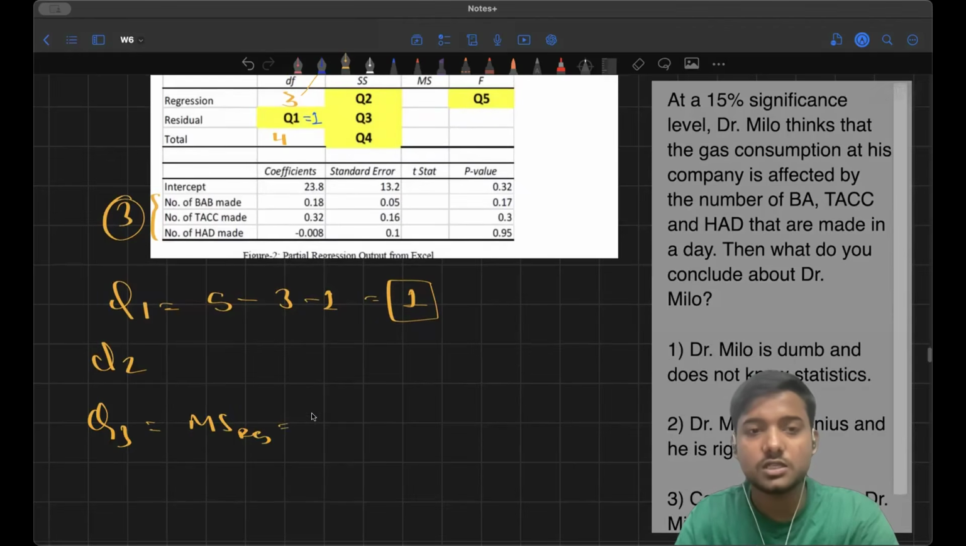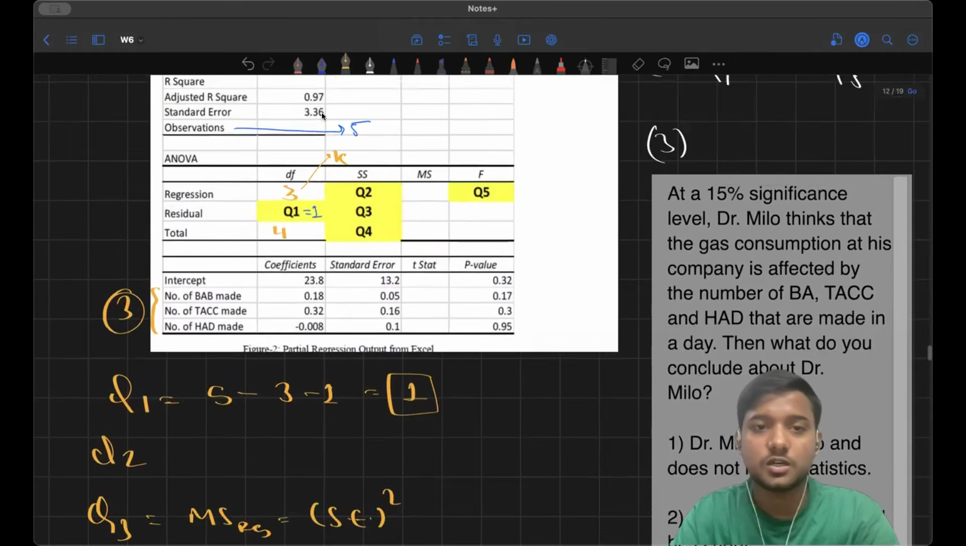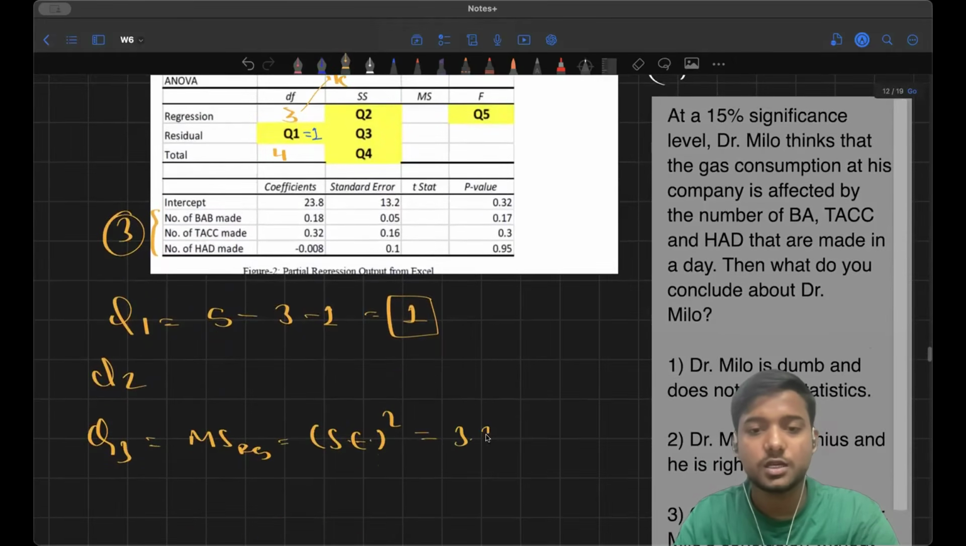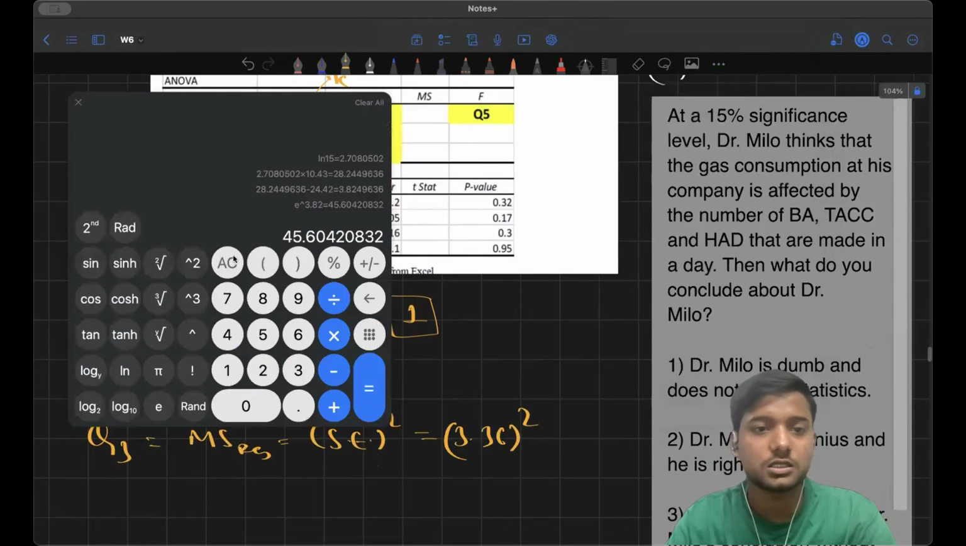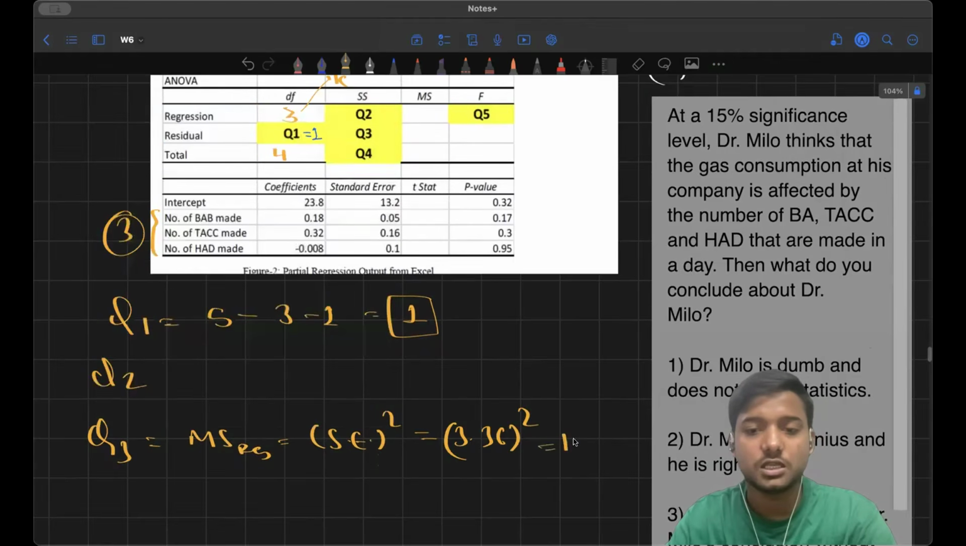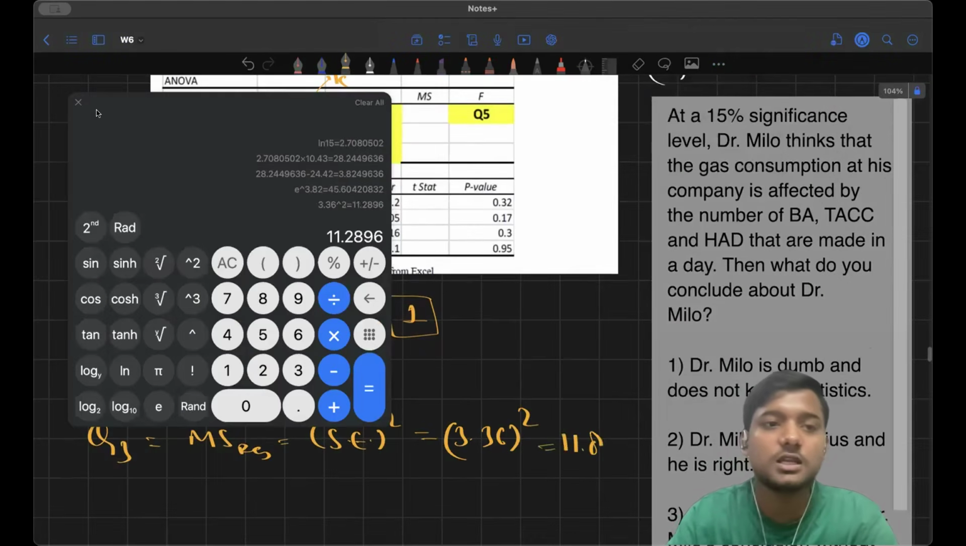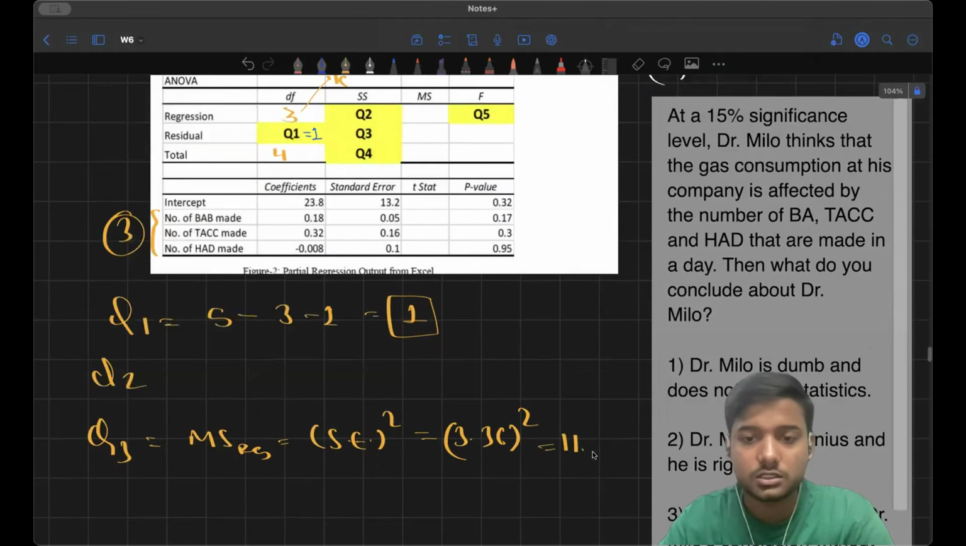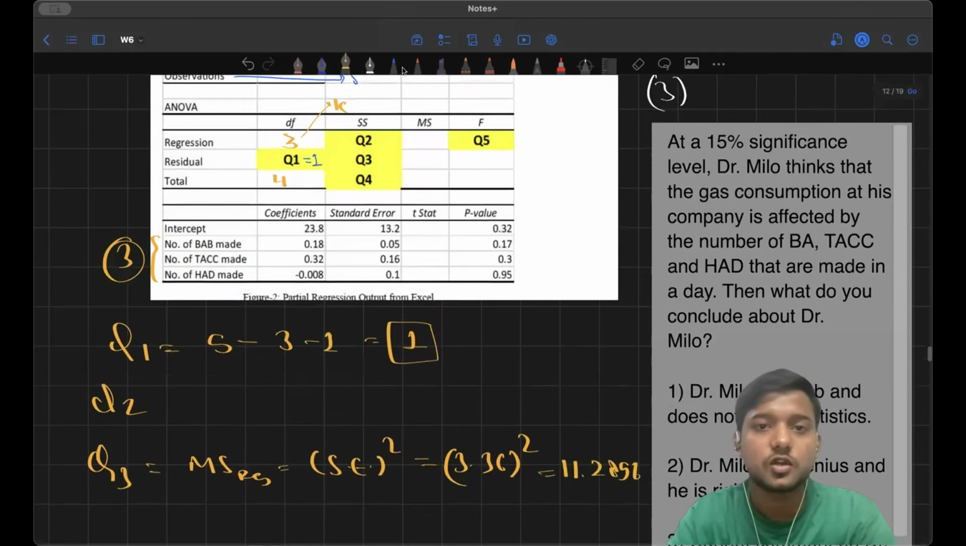And what is mean square residual? This is going to be the square of standard error, right? So I have 3.36, so this is going to be 3.36 whole square. I will calculate that, and it is coming out to be 11.2896. So this is what your Q3 looks like. Okay, so we also know Q3.